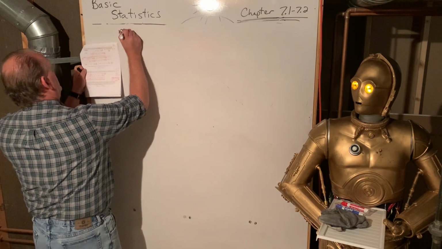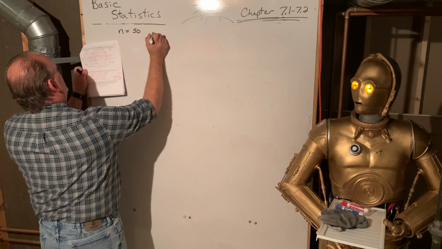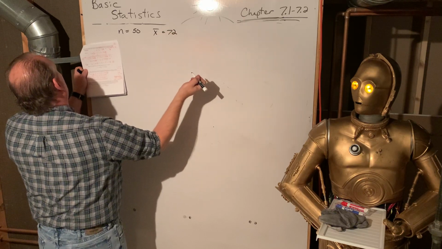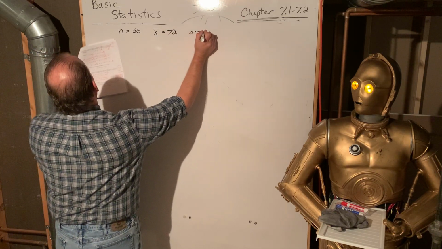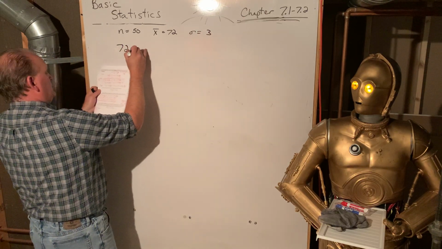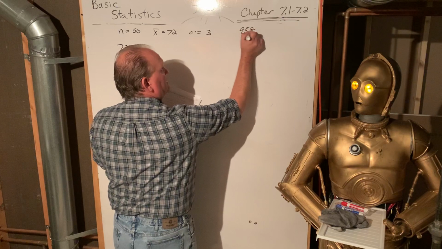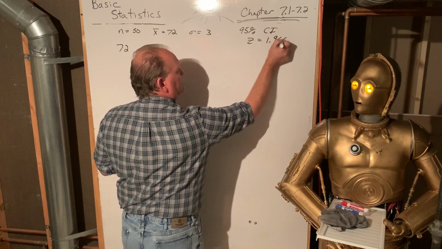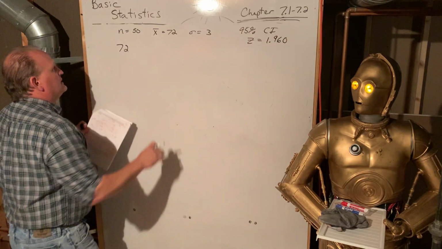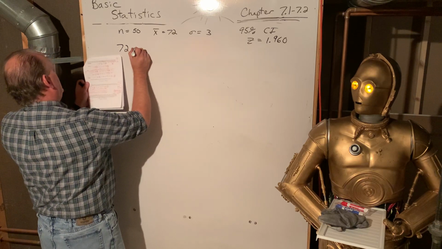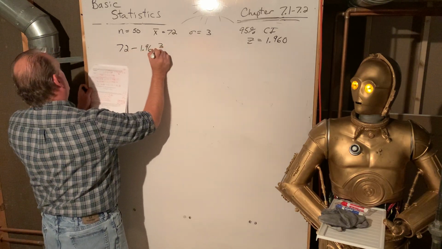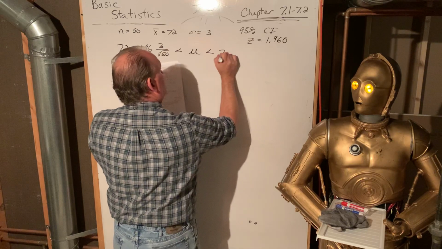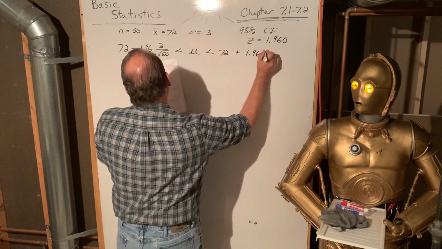So let's see. We've got n equal to 50, the mean is equal to 72, and the standard deviation is given as 3. Oh, and they want a 95% confidence interval. So that means we look up the chart, but we just did that. 1.960 is what the chart said. So we've got 72 minus 1.96 times 3 over the square root of 50 is less than the mean, which is less than 72 plus 1.96 times 3 over the square root of 50.